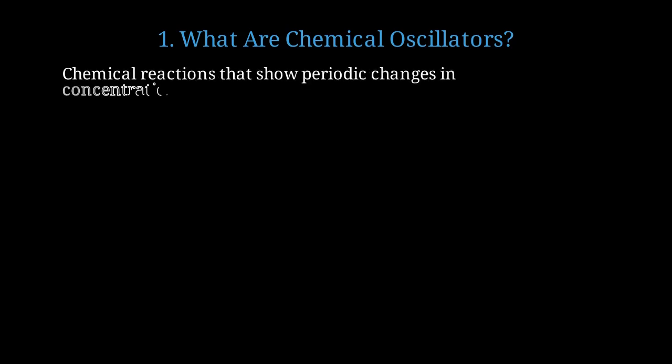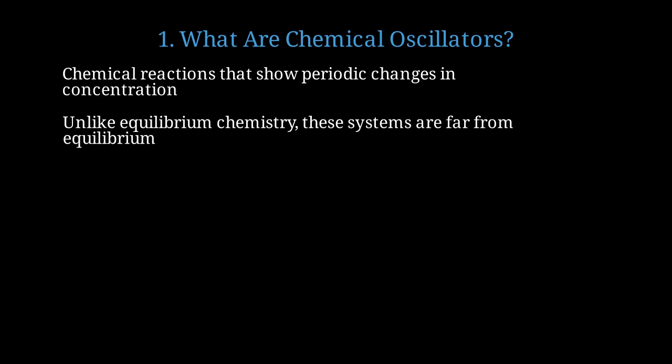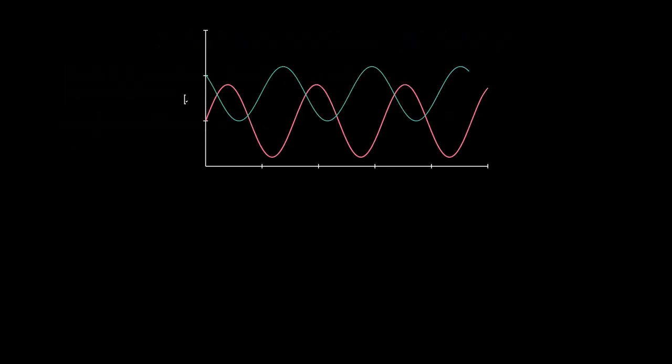Chemical oscillators are reactions where the concentrations of reactants and products change periodically over time, like a chemical heartbeat. Unlike normal chemical reactions that settle into equilibrium, oscillators require constant energy input and remain far from equilibrium, just like living systems. Here we see how concentrations oscillate over time, creating beautiful periodic patterns that never settle down to a constant value. The most famous chemical oscillator is the Belousov-Zhabotinsky reaction, discovered in 1951.